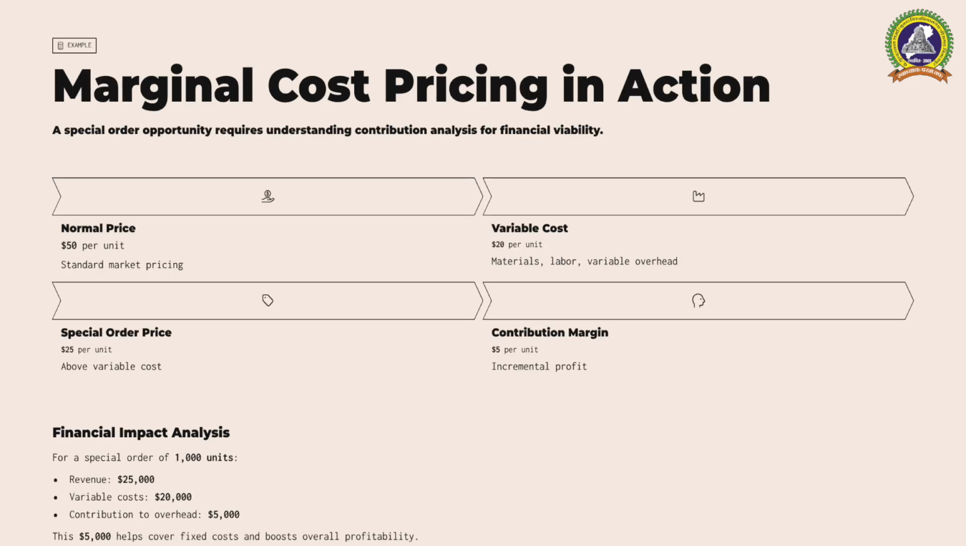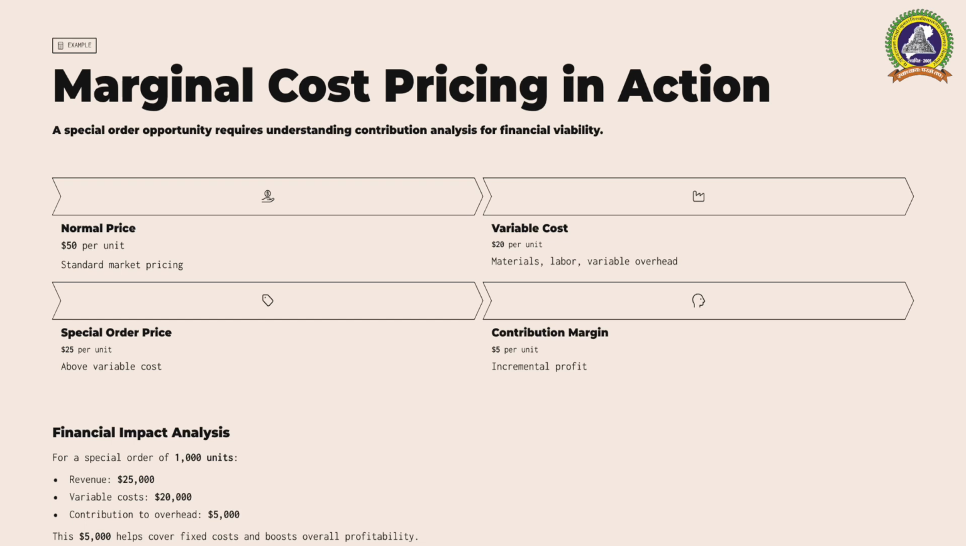Let us look at the numbers. Imagine a company selling a product for $50. The variable cost is $20. A customer comes in and offers to buy 1000 units, but they only want to pay $25. This is half the normal price. Should the manager accept? If we look at full cost, it might look like a loss.